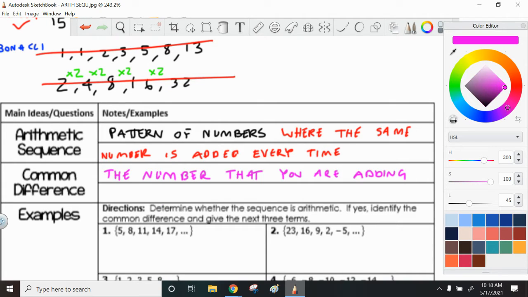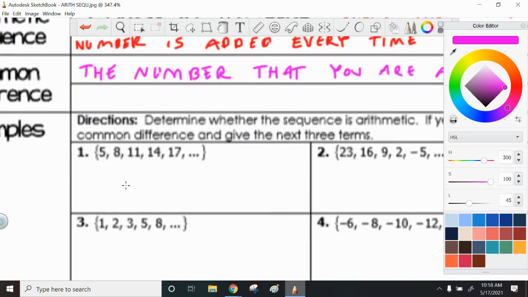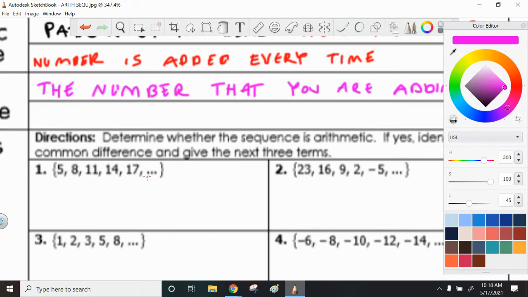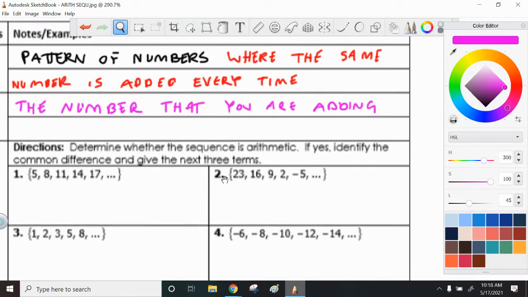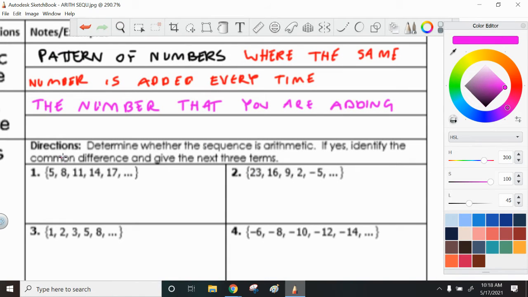Now, for the most part, when it comes to these sequences, there's only one thing that really makes us nervous, okay? It is not the patterns. It is not the common difference. It's actually the way that these questions can be written, okay? If we're going to do this first one, determine whether it's arithmetic or not. If it is, identify the common difference and give me the next three terms.